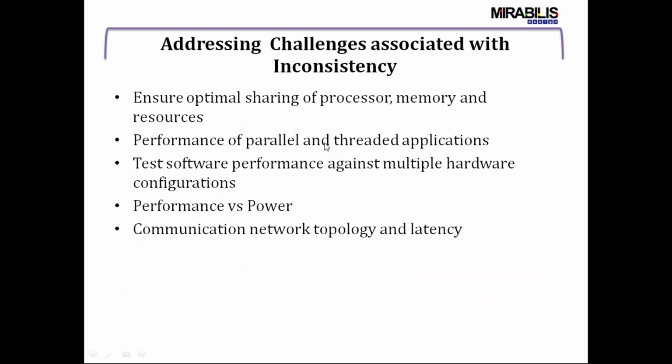So, addressing the challenges associated with inconsistencies, we focus majorly on ensuring the optimal sharing of the resources itself, whether it is a processor, a memory, any bus, or it could be an FPGA. How do I utilize my available hardware architecture to run the set of applications that I have with me to get a better performance versus power consumption?